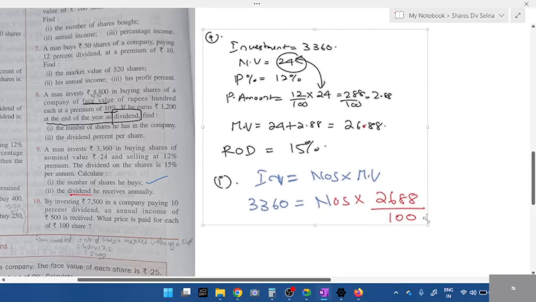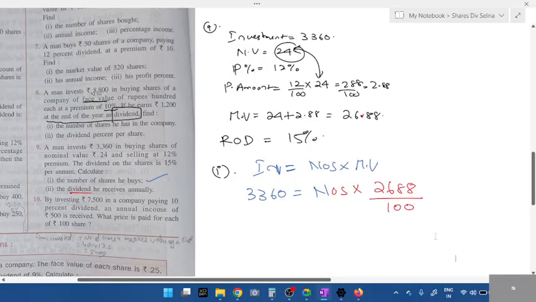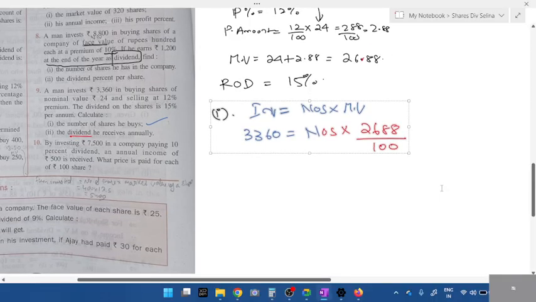Those who are not solving this, waiting for me to do it, sitting and copying, it's of no use. You won't be able to score good marks. Investment is number of shares times market value. You have to try solving it on your own. Each and every step I've taught you. Look at number of shares. The 100 will get multiplied. Did you do that?